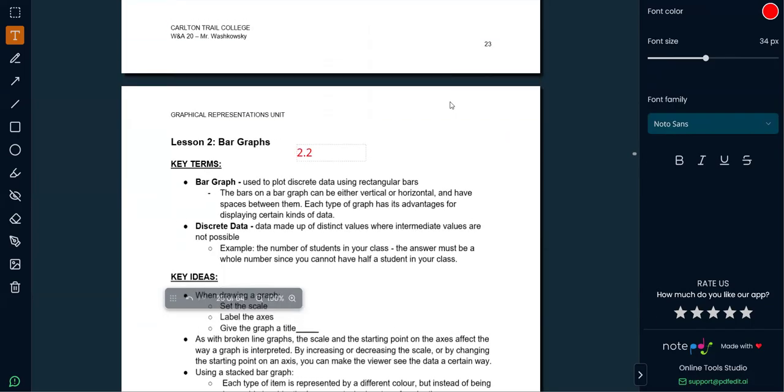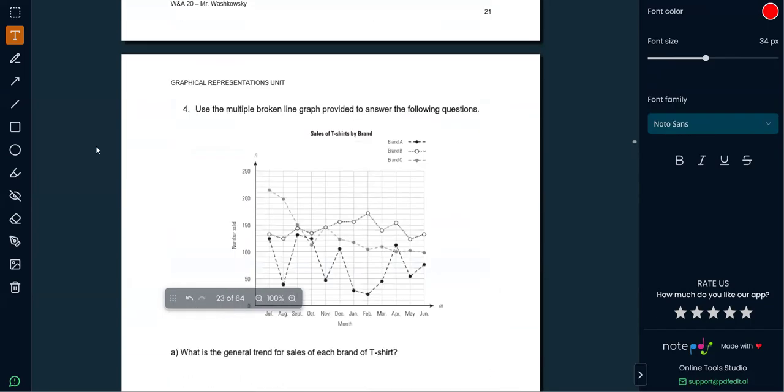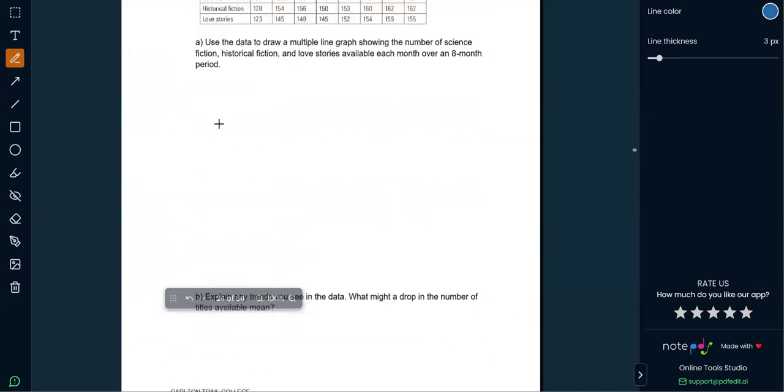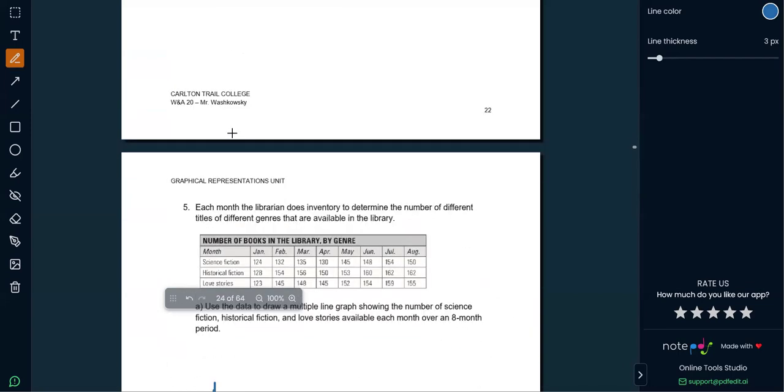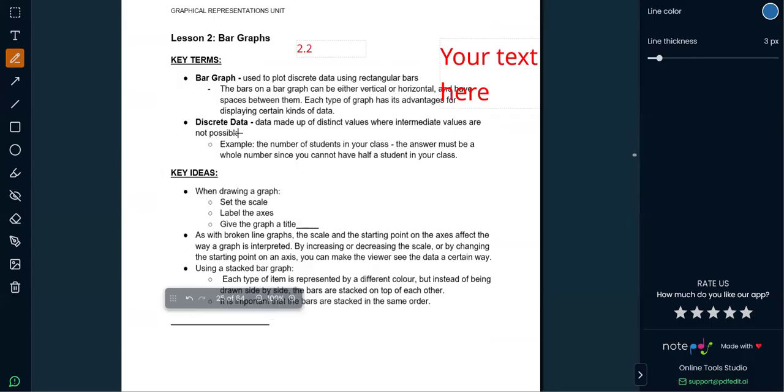So we are now at bar graphs. We had done broken line graphs before. Now we are doing bar graphs. So with a bar graph here, it's a little bit different. The big thing here is we use this to plot something that we call discrete data using rectangular bars. I'll show you what a couple of those look like here in just a second.